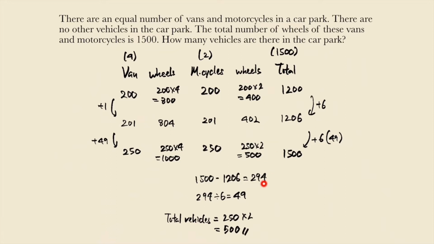The gap is 294. Now, how many 6 do we need to get there? How many 6 in 294? That's 49. So if I do this 49 times, I will add 1 49 times as well from here. So I'm going to add 49 and add 49. How many vehicles are there? Which means I want the total vans and motorcycles, right? So that will be 250 times 2. That's 500 for the answer.